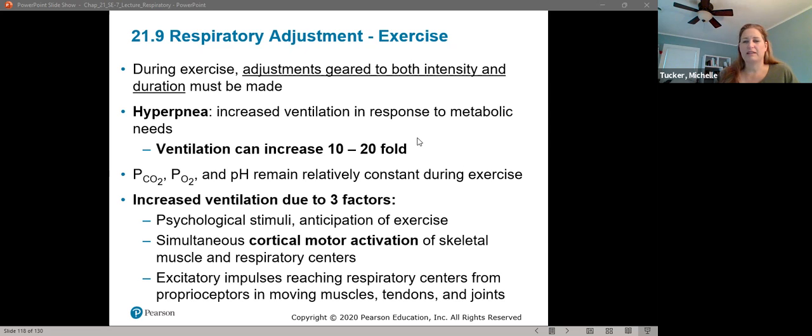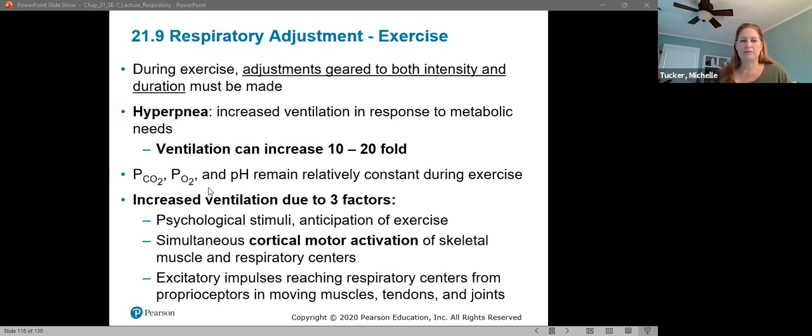This level of max ventilation does take training. It's not an inherent ability, but we do get better at being more effective with inspiration and exhalation with athletic training.